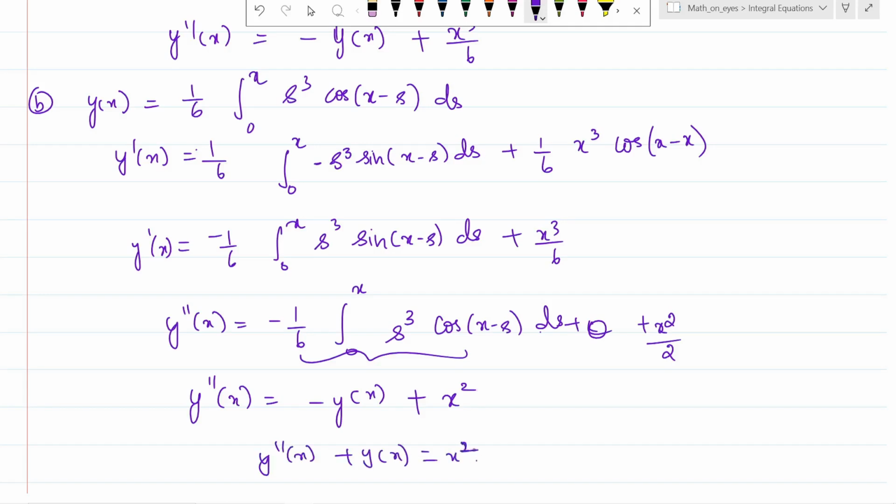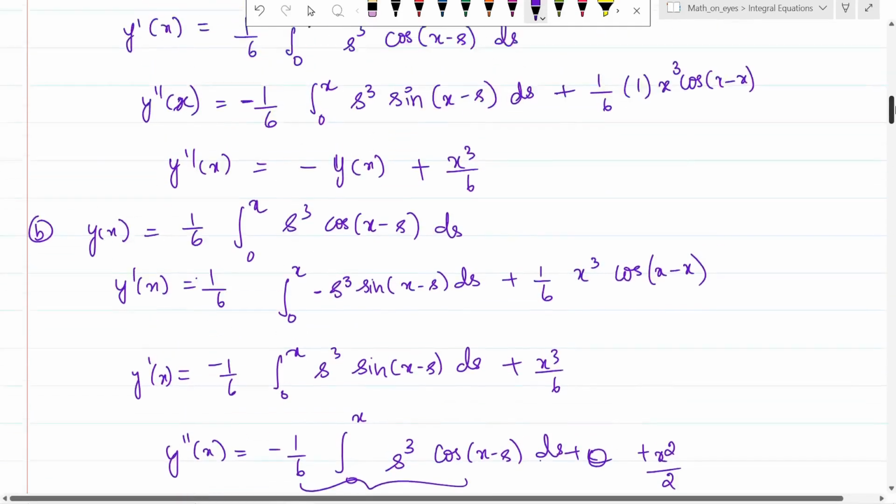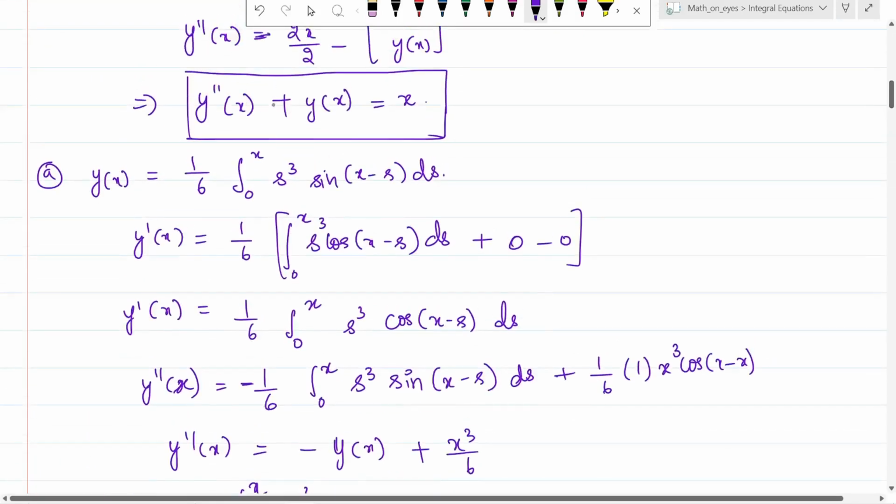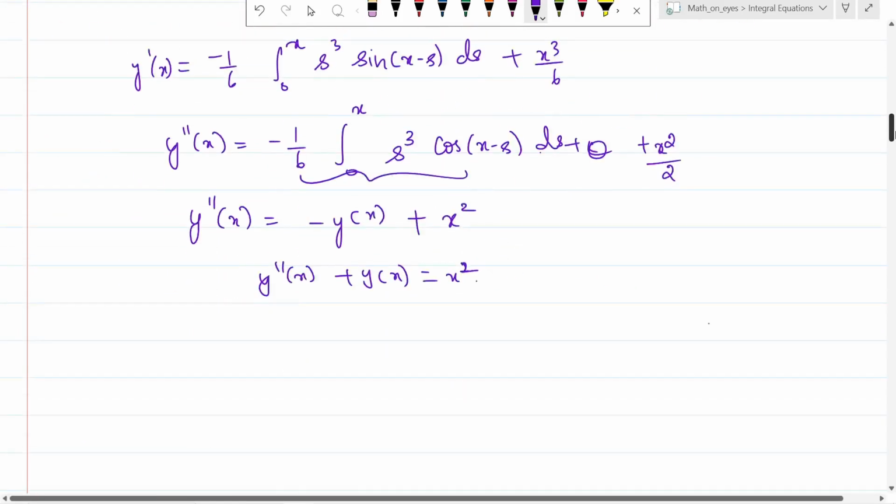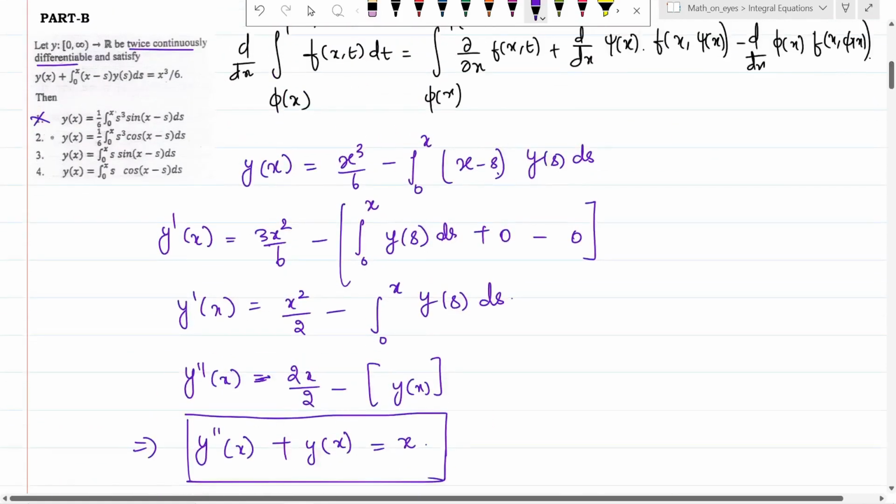But what we need is x on the right side. y double dash of x plus y of x is equal to x is the required thing, but we are getting a different one. We are getting x squared in the RHS, so this is also false.